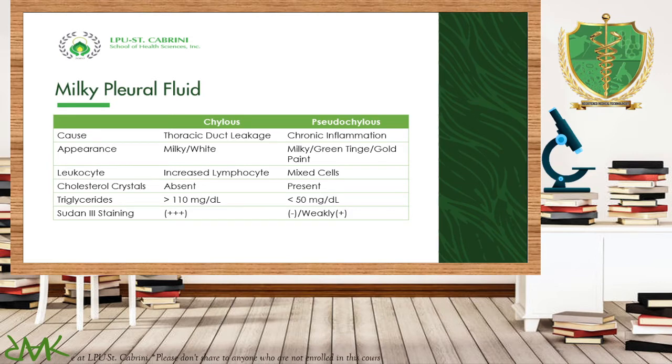Triglycerides are greater than 110 in chylus, but less than 50 in pseudochylus. Sudan stain is weak for pseudochylus, and positive 3+ for chylus.